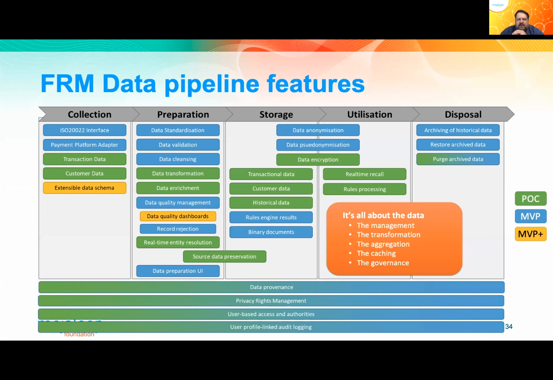So I duplicated Justice's slide here and just threw in a little blurb that said, it's all about the data. If the data isn't right, we just can't do this. I mean, it isn't any more simple than that. So we've got to be worried about the management of it, the transformation of it, the aggregation of it, the caching of it, and the governance. What should we have, when and where? What should be anonymized? There's a lot.